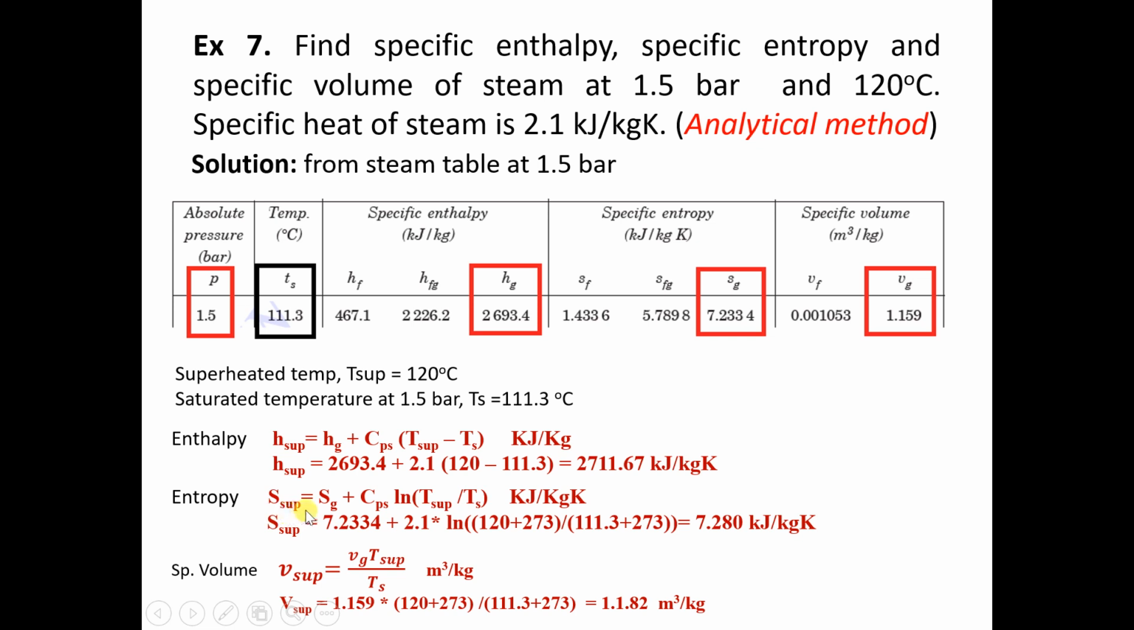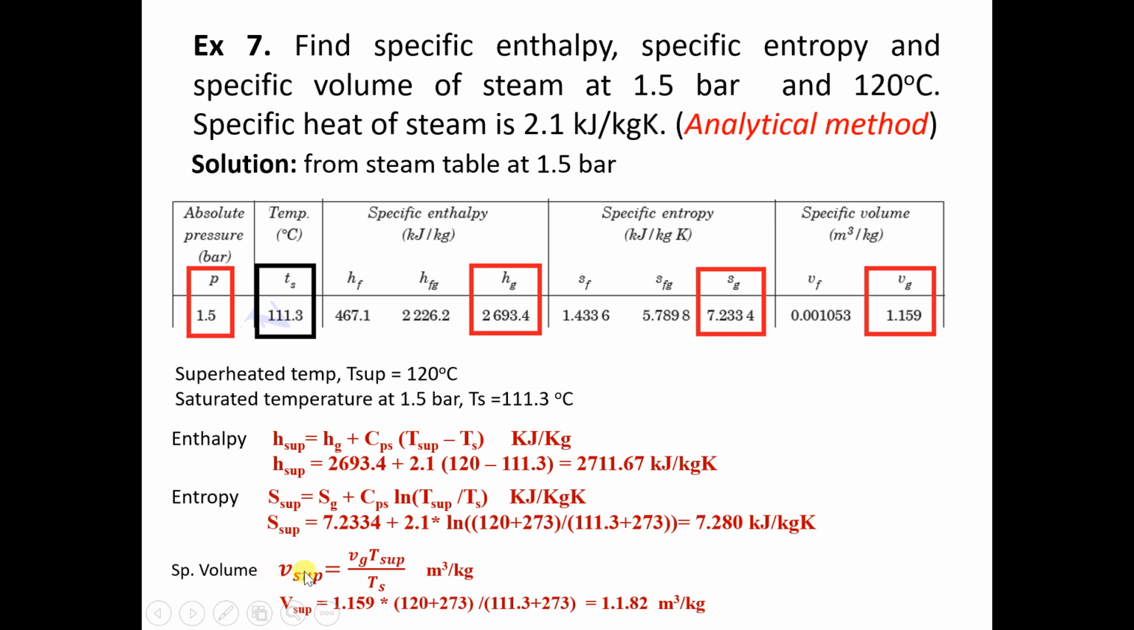Now entropy. The formula of entropy for superheated steam is s_sup is equal to sg plus Cps ln(T_sup upon T_sat). sg is given as 7.2334, specific heat is given as 2.1, ln is the natural log. T_sup, the superheated temperature, is 120 degrees Celsius, but here I am taking temperature in Kelvin, that is 120 plus 273, upon the saturation temperature 111.3 plus 273, in Kelvin, which is equal to 7.280 kilojoule per kg Kelvin.